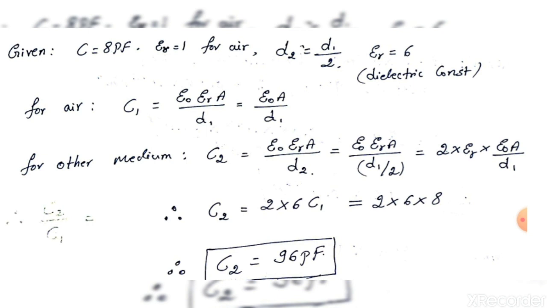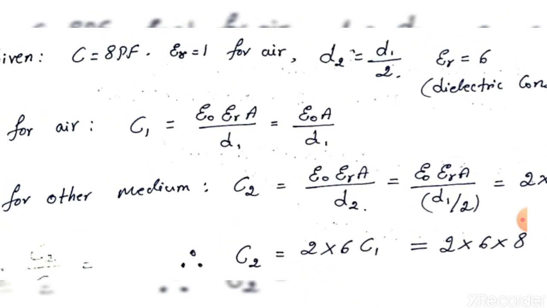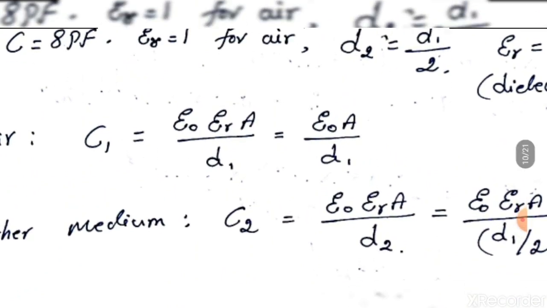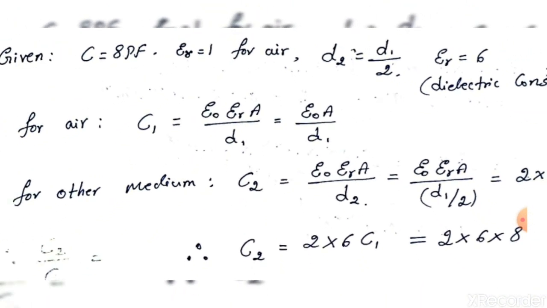And the distance is reduced by half. Let the initial distance be d1. The changed distance between the two plates is half of it, so d2 is equal to d1 by 2. And the dielectric constant of the medium is epsilon r. For an air medium, we know this formula, right? This is the general formula: C is equal to epsilon naught epsilon r A by d1. Since for air epsilon r becomes 1, hence it is epsilon naught A by d1.